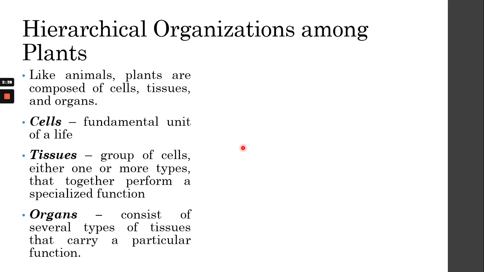Again, cells are the most fundamental unit of a living organism. If you group them together in such a way that they perform a specialized function, they become tissues. And if you gather all the tissues and put them together in such a way that they perform a particular specialized function, you have your organs. So today we are going to talk about the different organs, tissues, and cells found in plants.